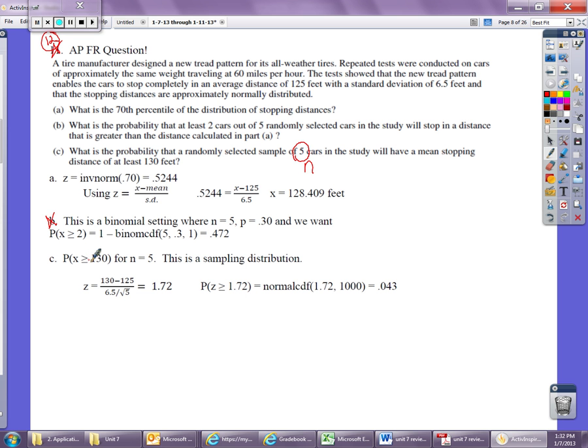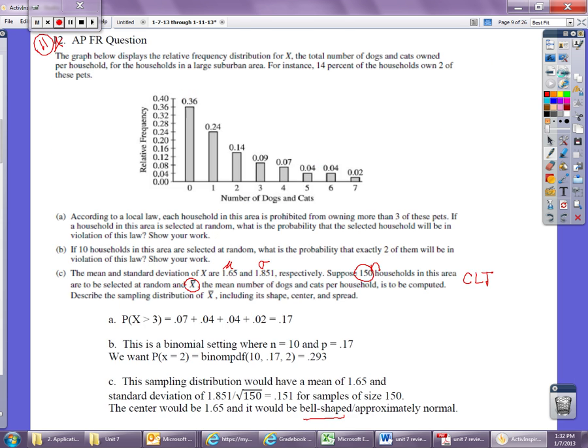So you're looking for the probability of at least 130 feet for n equals 5. Convert that to a z-score. There's your standard deviation conversion for the sample, and that's what you're actually going to put in to find your normal CDF. So I guess you actually don't need this 30% for part C. But I would expect you to know how to do A, and I would expect you to know how to do C on your test tomorrow, not necessarily the binomial problem for B. Okay? If there are any questions, please let me know.